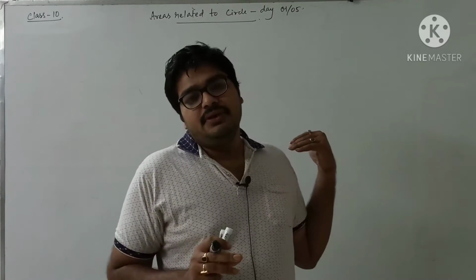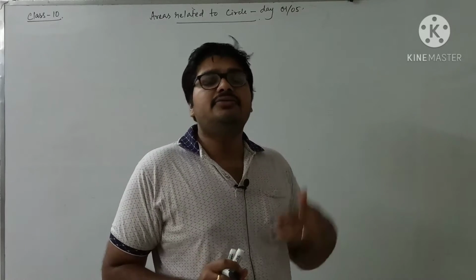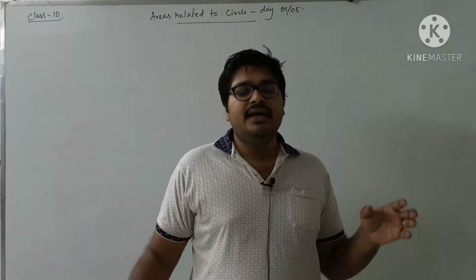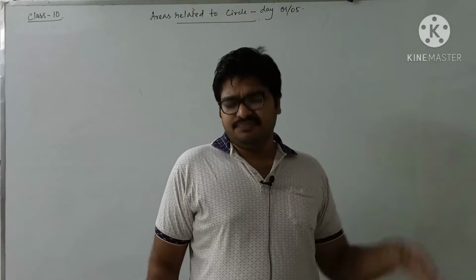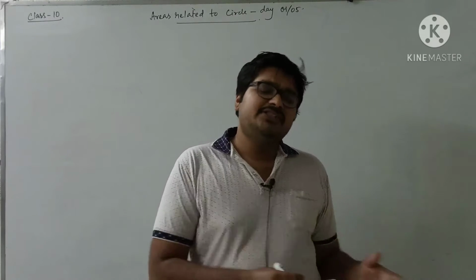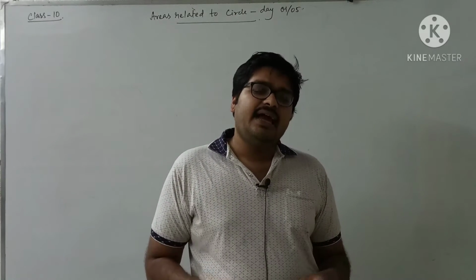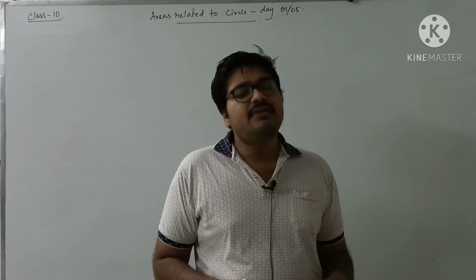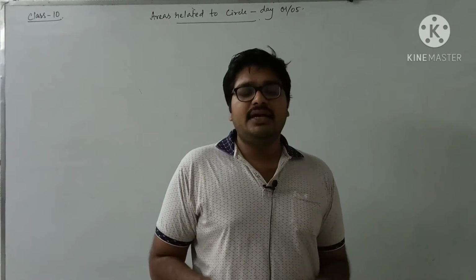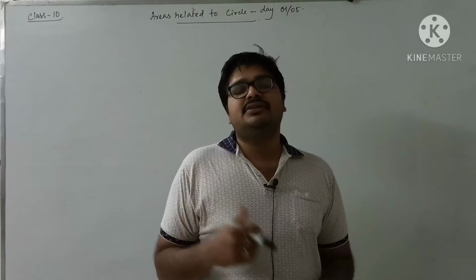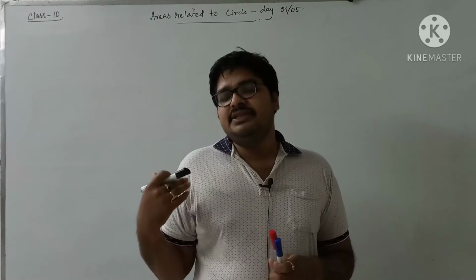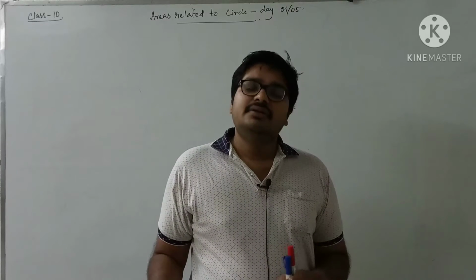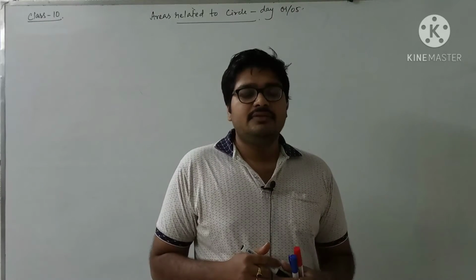And now areas related to circle. First of all, I thought that I will do the surface area and volume chapter. But I thought that whenever I have already started the series of circle, and we have already completed the properties of circle, tangent properties of circle, and construction, why not we complete areas related to circle first, then we will go for surface area and volume. So that's why I have taken this chapter first, and right after this chapter we will move to either statistics or surface area and volume. That one I will decide later. So let's start with this chapter.